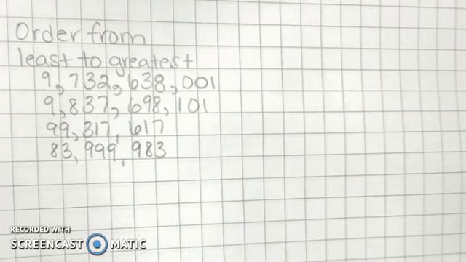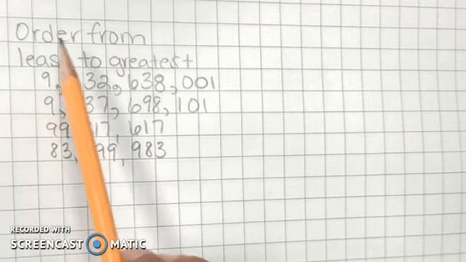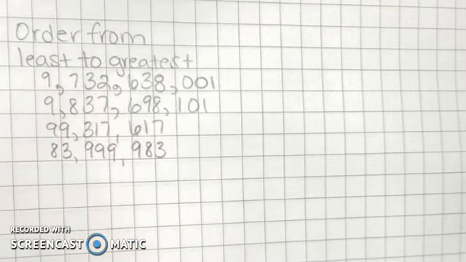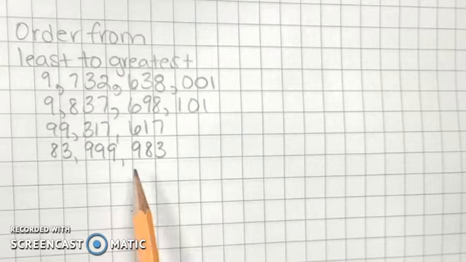Alright, let's move on to a more difficult problem, or a problem with more steps. On this one, we're going to have to order from least to greatest. So go ahead and write these numbers down, so that we can do the work together. Pause the video so that you can write these numbers down. I'm going to give you a few seconds. So pause it, write these numbers down, and then we can get started over here.